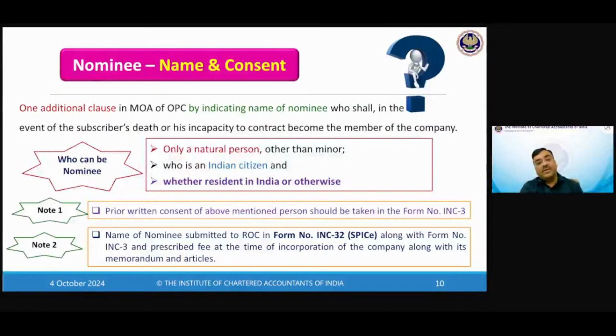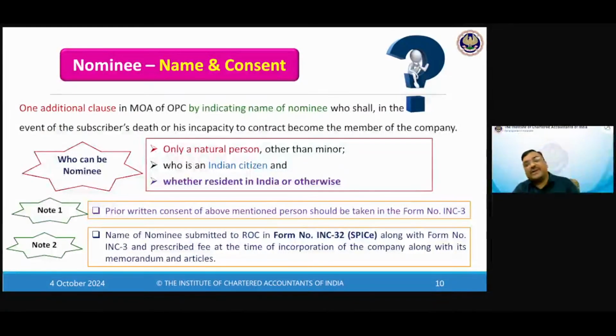Now the question arises, who can be the nominee? Because the nominee would be a member, he should be eligible to be a member. So all the qualifications which are required for a member should also be required for a nominee. In the same way, he should be only a natural person. It cannot be a body corporate. It should be a natural person capable to enter into the contract, who is an Indian citizen, and whether resident of India or not, can be a nominee in the OPC.